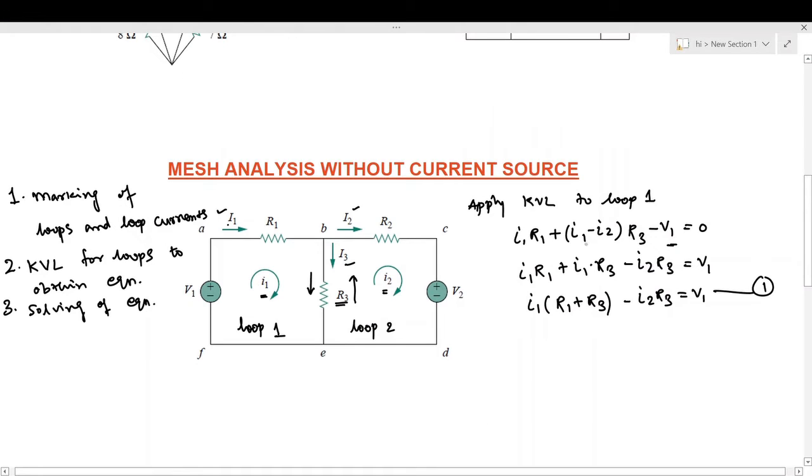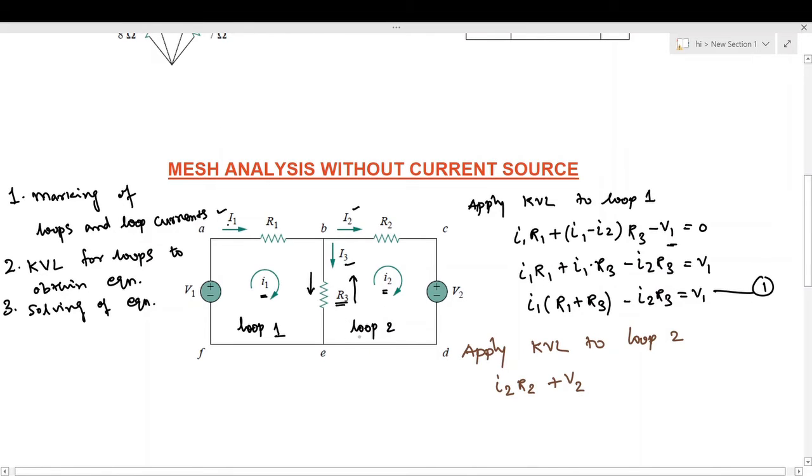Now apply KVL to loop 2. We are going to apply the KVL to loop 2, that is B, C, D, E. Now the voltage drop across R2 will be i2 into R2, and the arrow meets the positive terminal of V2, so we can write positive V2, and next the arrow meets R3.